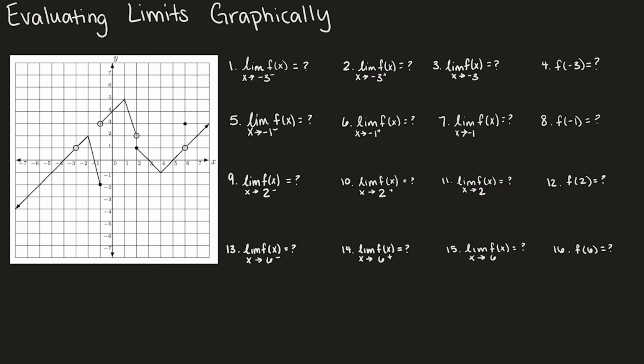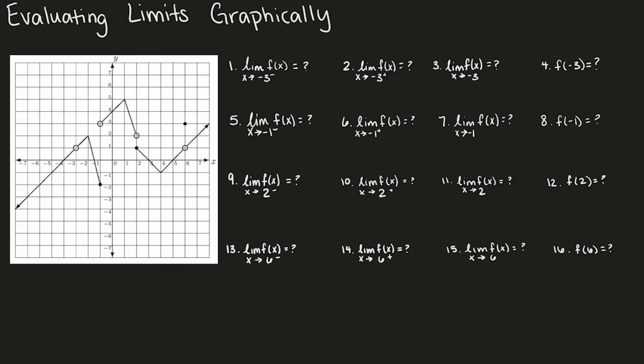First of all, we're given a graph and we're given a set of limits that we want to evaluate. So if we look at this graph, there are different areas where we have holes in our graph. This is where the value of that function does not exist. We also have some jumps and we have some points. So now we want to evaluate all of these limits based on the graph that is given to us. So let's start with the first one.